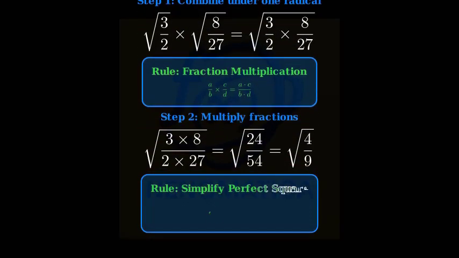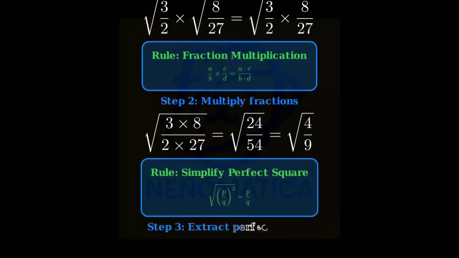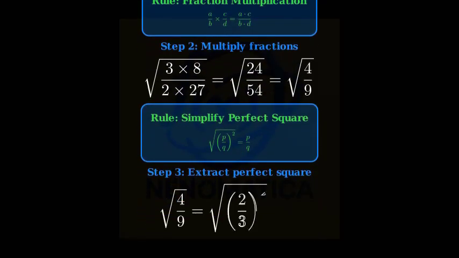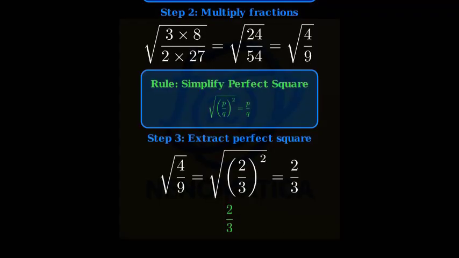We notice that 4 over 9 is a perfect square because it equals 2/3 squared. When we have the square root of a perfect square, we can simplify by taking the square root, which gives us 2/3. Let's move on to our second example.